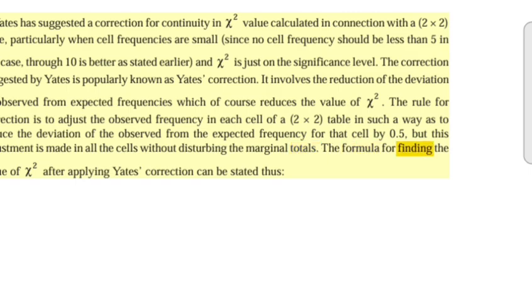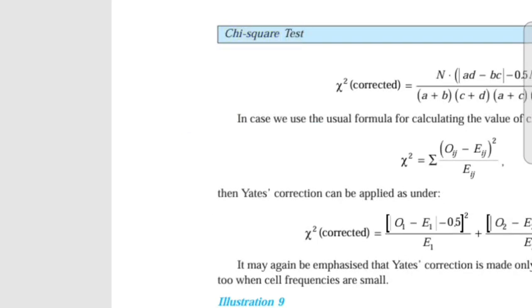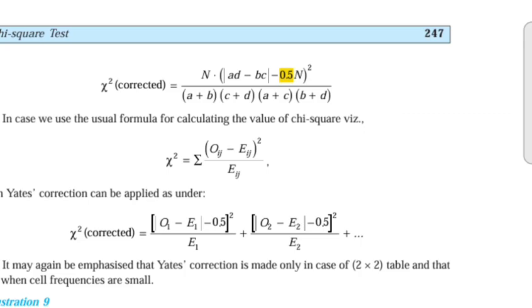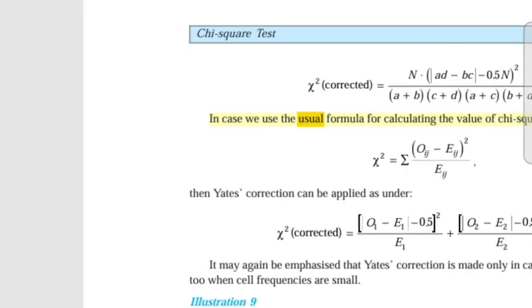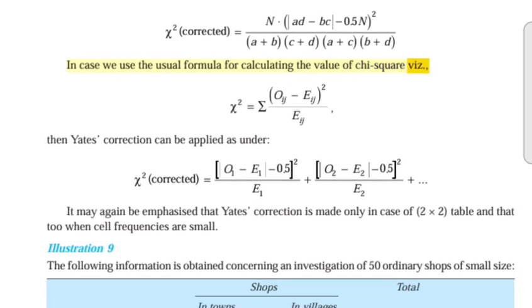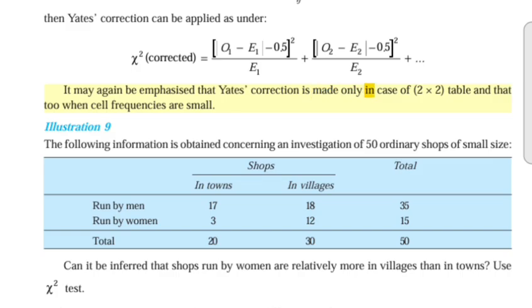The formula for finding the value of chi-square after applying Yates' correction can be stated thus. Chi-square corrected equals N times (ad minus bc minus N/2) squared, divided by (a plus b)(c plus d)(a plus c)(b plus d). In case we use the usual formula for calculating the value of chi-square, viz. chi-square equals the sum of (O_ij minus E_ij) squared over E_ij, then Yates' correction can be applied as under. Chi-square corrected equals the sum of (absolute value of O_ij minus E_ij minus 0.5) squared over E_ij. It may again be emphasized that Yates' correction is made only in case of a 2 times 2 table and that too when cell frequencies are small.